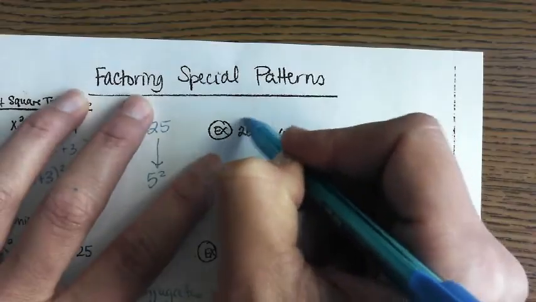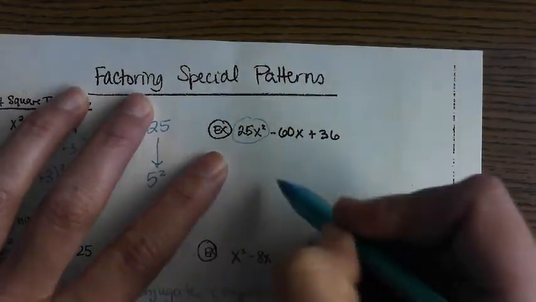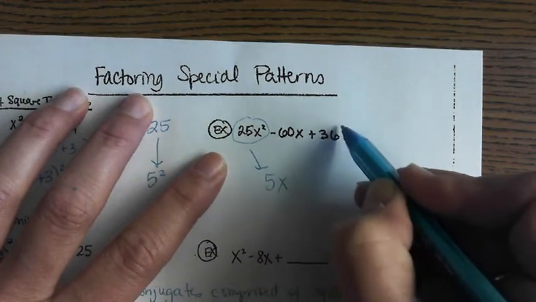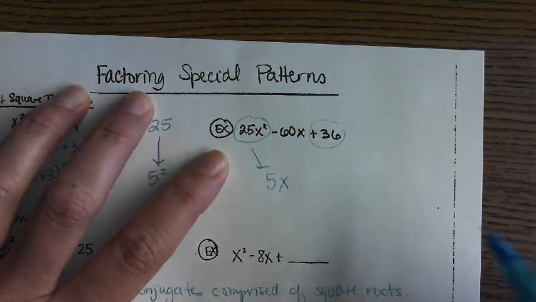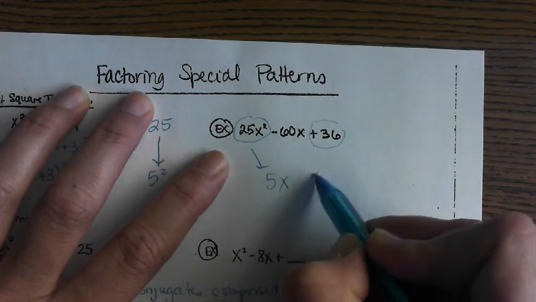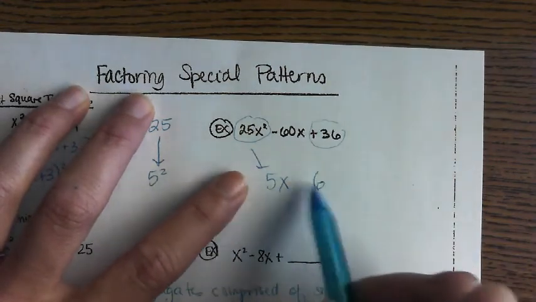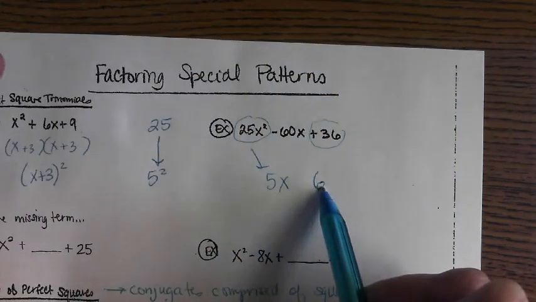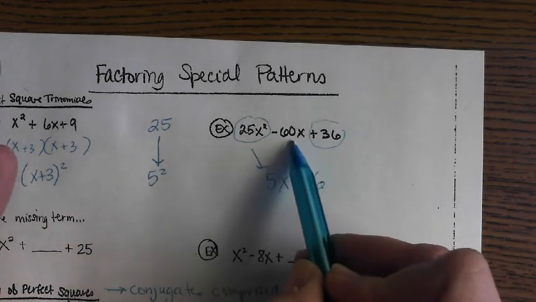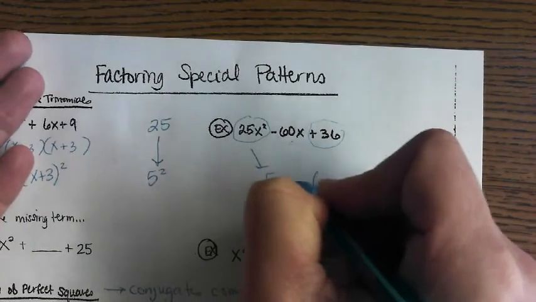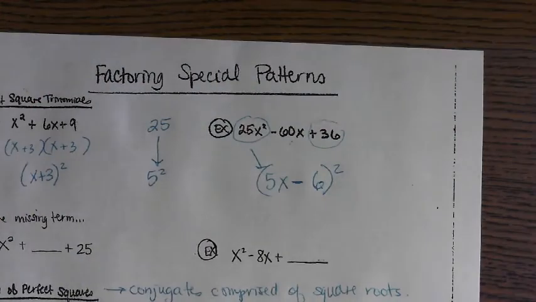So look at this one. What's this one's square root? 5x. What's this one's square root? 6. Now, when you multiply 5x and 6, you get 30x, right? And isn't the middle one double that, but just with a minus sign? And if it's a minus sign, you just put a minus sign, and that's it. 5x minus 6 times 5x minus 6 will give you that.